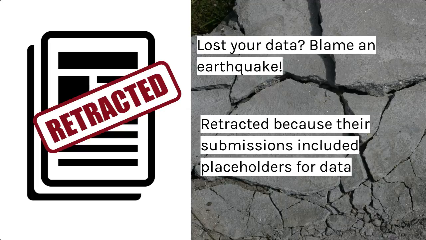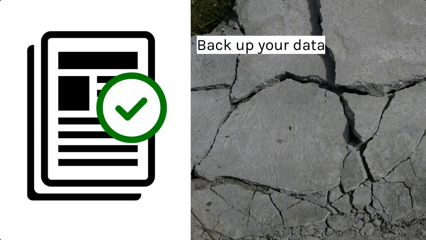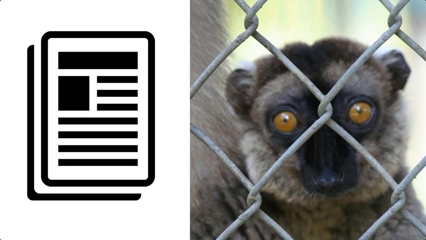From the tone of what I have read about this retraction, there seems to be some skepticism about how an earthquake caused the loss of data. So some suggestions for preventing a scenario like this would be to back up your data or use a trusted data storage tool in the cloud so as to reduce the chance that you would lose your data, and to be transparent about missing data, especially since many journals and grants require that you share data.